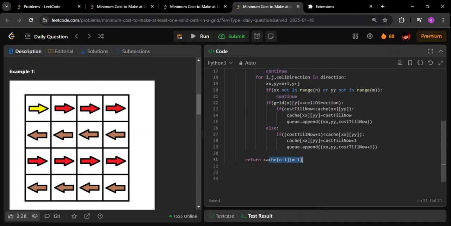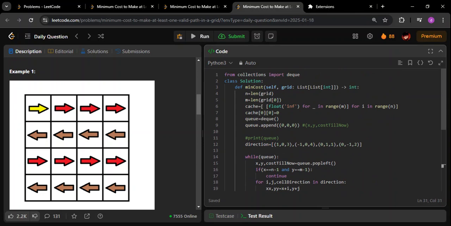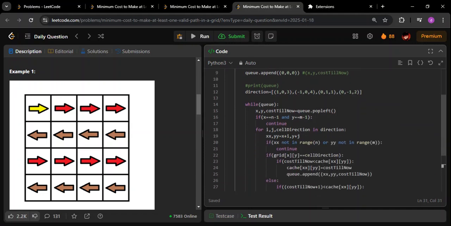That is the right bottom cell. So this solution will work. It's a very good solution. You can try it, but it will take around 2000 milliseconds.